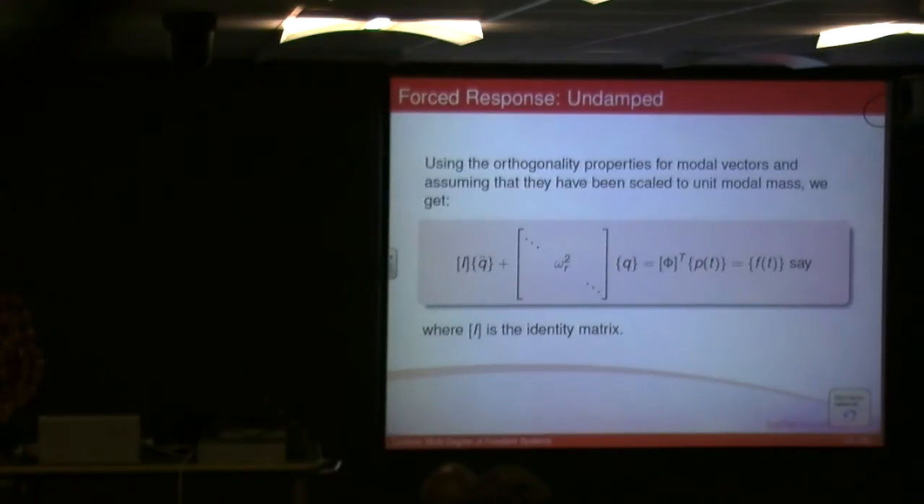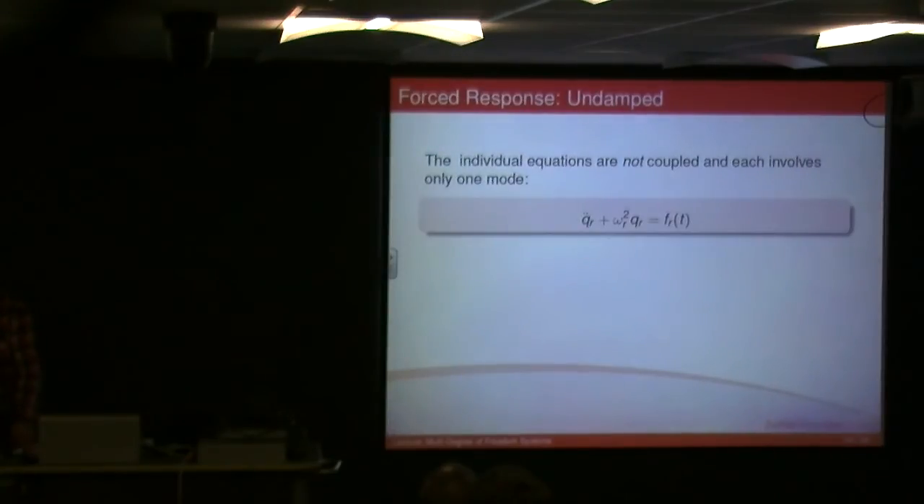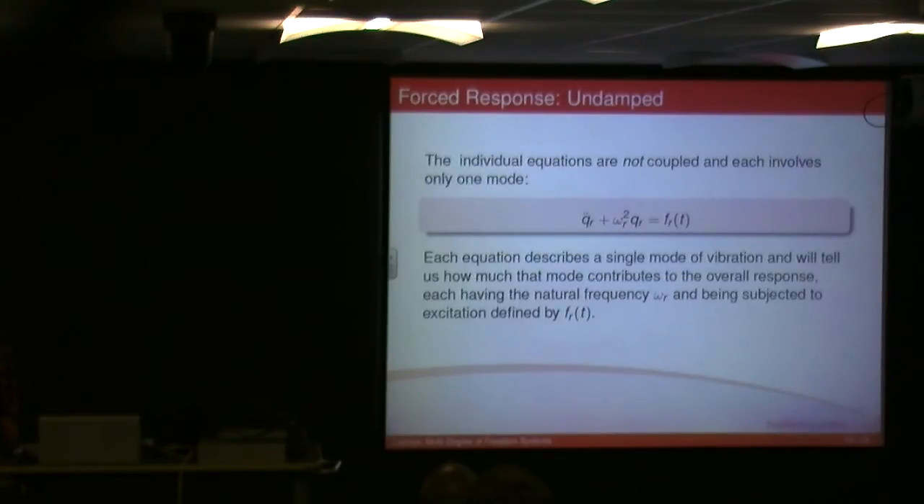So you've got n number of uncoupled equations, which is what we're looking for. And like I said, the equation describes the equations of motion in terms of the modal coordinates. Okay, so we're not talking about x here, we're talking about modal coordinates. They're not coupled, each involves only one mode, okay? So we're not worried about what the other modes are doing, we're just dealing with one mode, okay? And it will tell us how much that mode contributes to the overall response of the system, okay? Each having natural frequency omega r and being subjected to excitation defined by Fr, which will be a certain excitation.